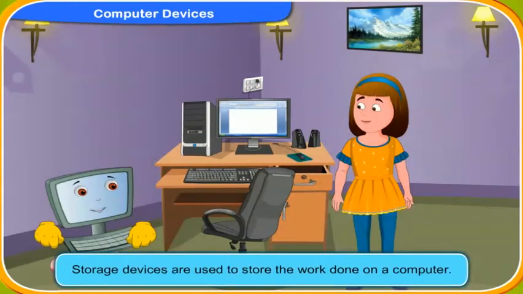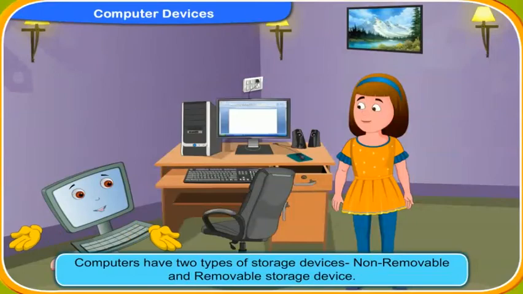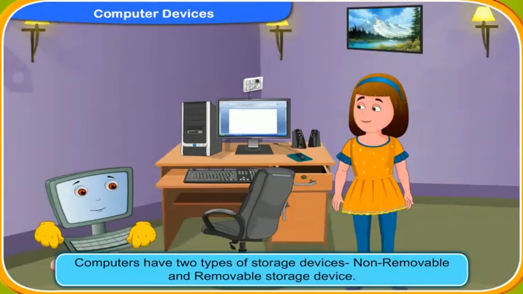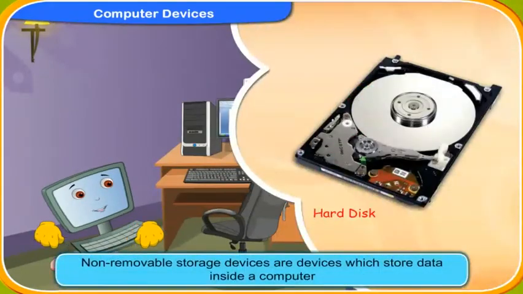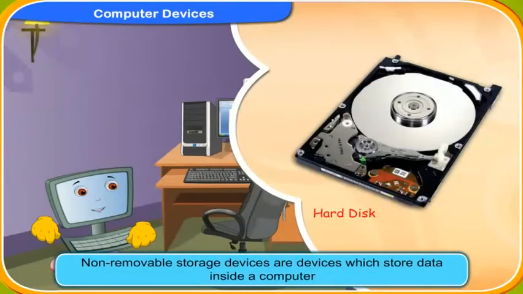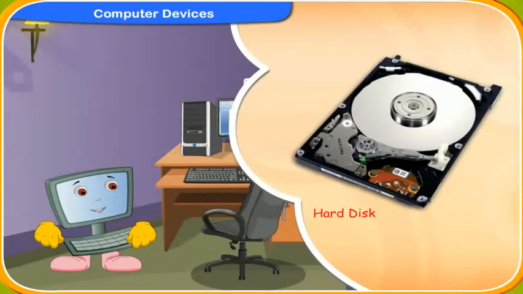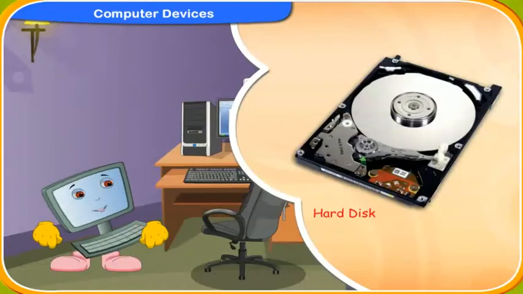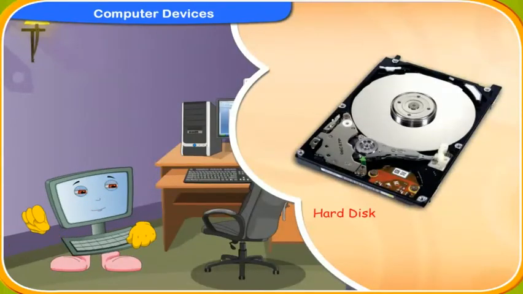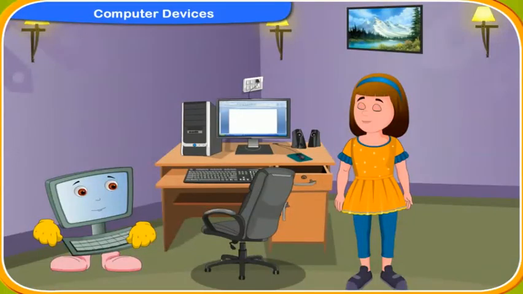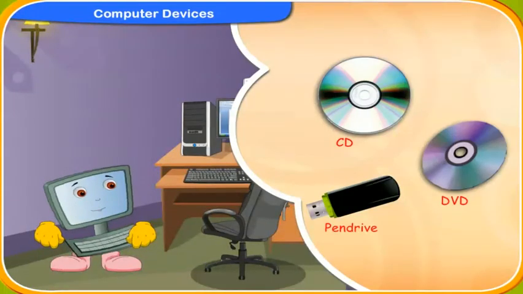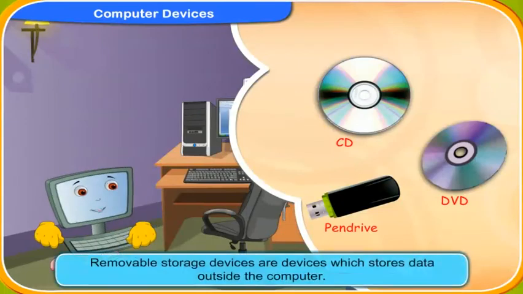Storage device? Storage devices are devices which are used to store the work done on a computer. Computers have two types of storage devices: non-removable and removable storage devices. Non-removable storage devices are devices which store data inside a computer. Hard disks are non-removable storage devices as they are built inside the CPU. What about CDs and DVDs? They are both removable storage devices.